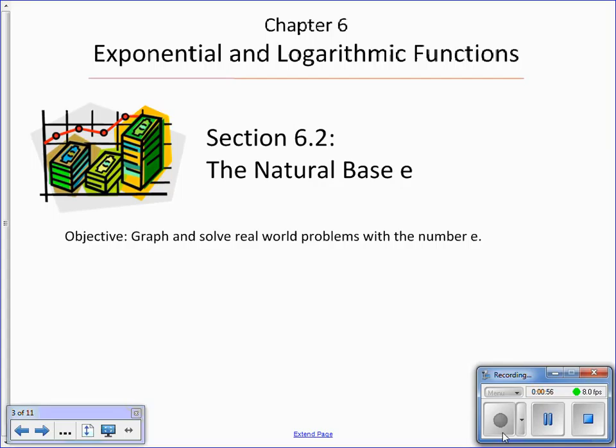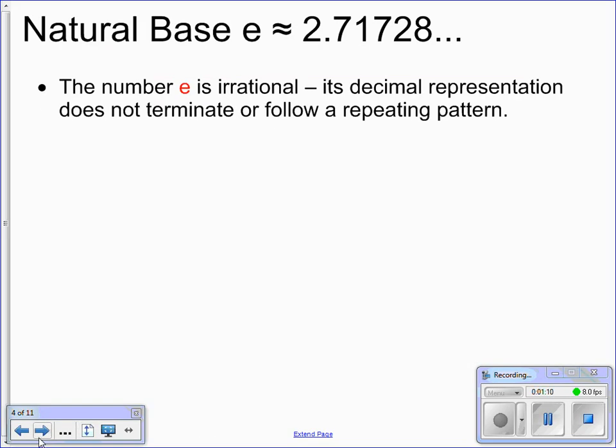Okay, so we understand that there are some letters that are already assigned to a particular number. The same goes for the letter E. We are going to say E is no longer a letter. E is now a number. And don't write this down just yet. I got a typo there. There, it's fixed. E is the number 2.71828, and so on.